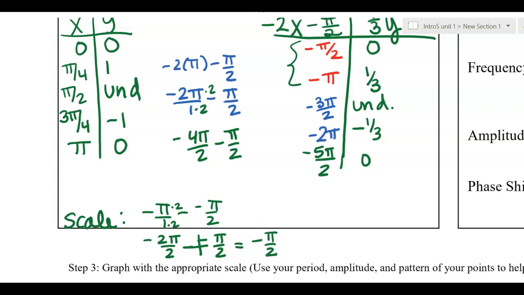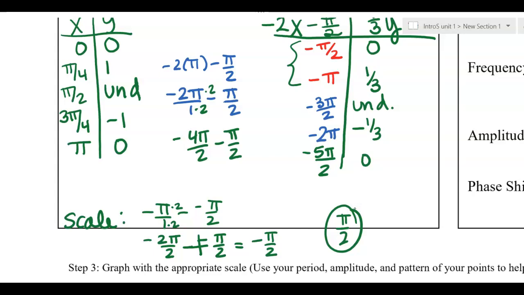-pi over 2. Now the fact that it's negative shouldn't really worry you. It's just saying we want to count by pi over 2's, but I was looking at all things on the negative side of the x-axis, so my answer ended up negative, but they are still pi over 2 apart. So I believe that I want my scale to be pi over 2. Okay? And that's what I'm going to try to do.